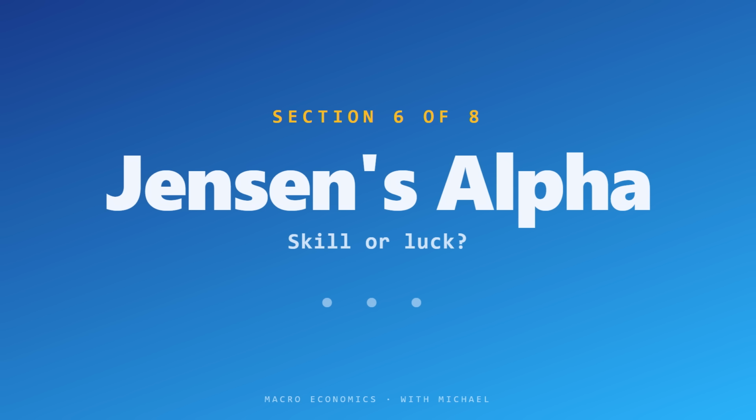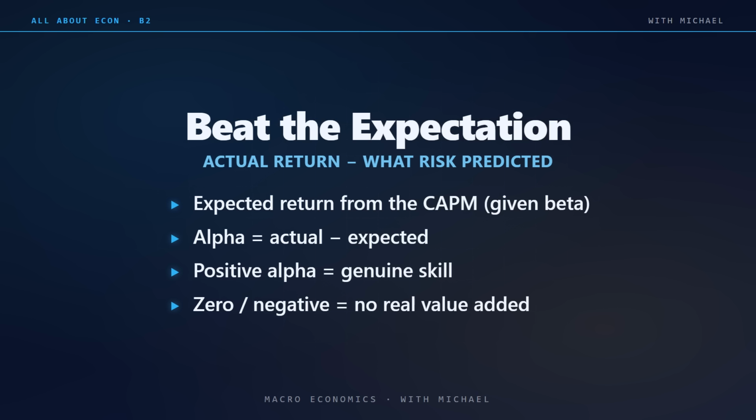Finance has a model for this expected return, called the capital asset pricing model. Alpha is then the difference between what the fund actually returned and what it was expected to return for its level of risk. A positive alpha means the manager beat expectations, delivering returns beyond what their risk-taking alone would predict, the fingerprint of genuine skill. A zero or negative alpha means they did not really add value.